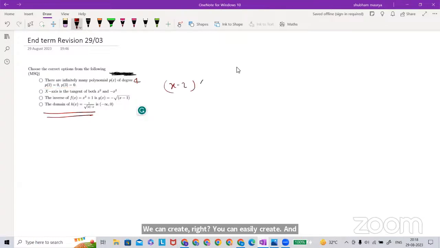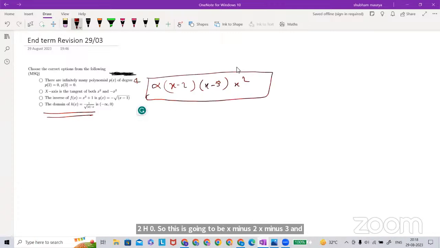So this is going to be (x minus 2)(x minus 3) and then x squared, multiplied by any real number alpha. If you change alpha to any real number, you will get infinitely many polynomials of degree 4. Yes, sir, easily we can do.